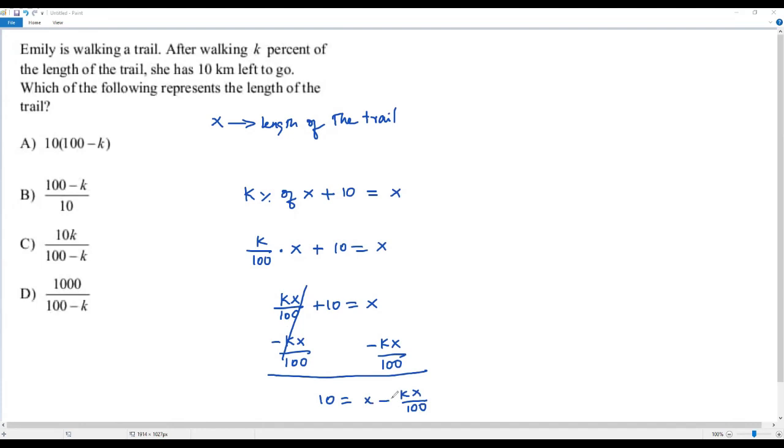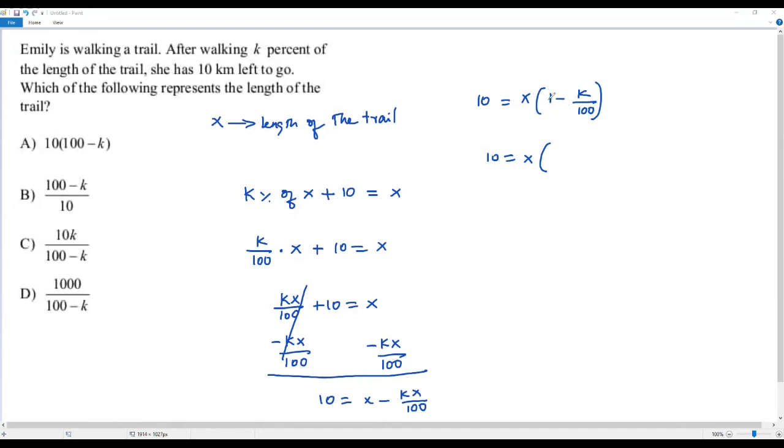In my next step, I can factor x out from the terms of the expression on the right side. Then 10 equals, when I factor x out from these two terms, I am getting x times 1 minus k over 100. Now let's do simplification over here.